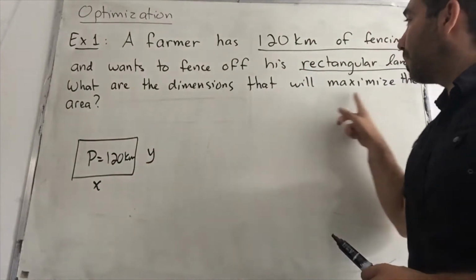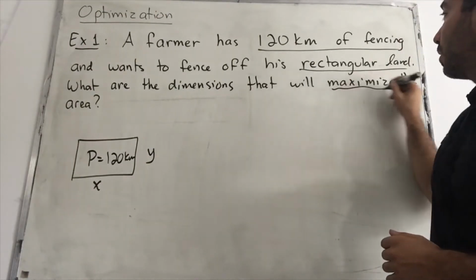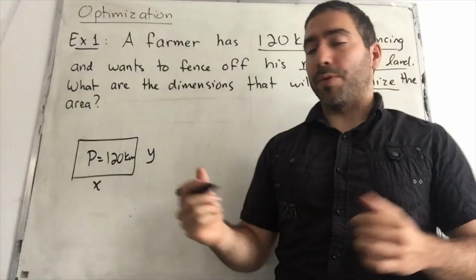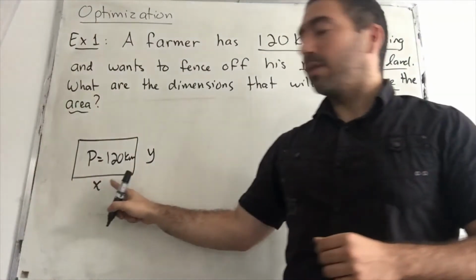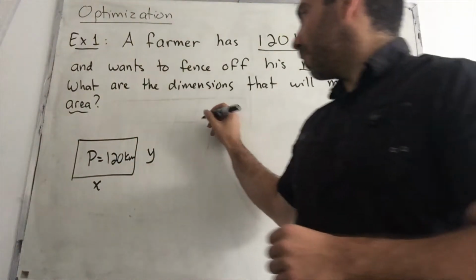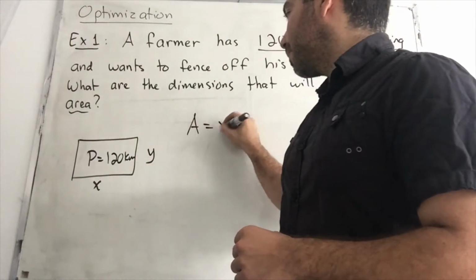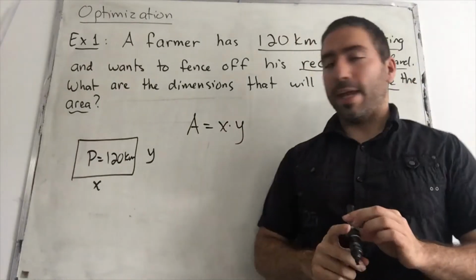And it's asking what are the dimensions that will maximize, another keyword. We want to maximize what? The area. So we have to find the area of this shape, the rectangle. So the area of a rectangle, we know the formula is A equals x times y.